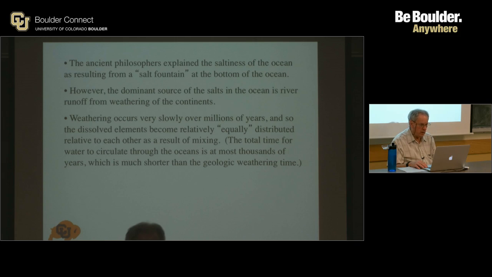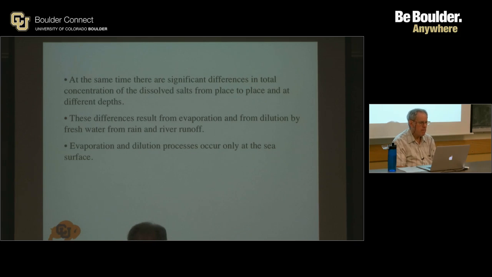It's the material in the rivers running into the ocean. There's a lot of differences in total concentrations of dissolved salts, have to do with evaporation and dilution, rain and river runoff. So we're going to talk more about that and how that influences coastal seas. But those are important processes.